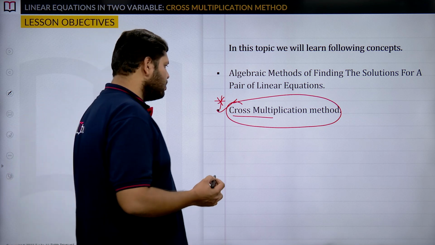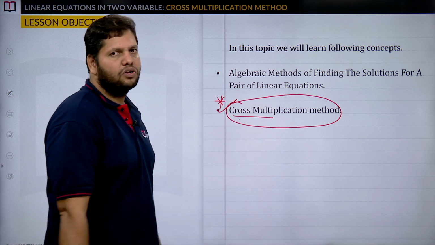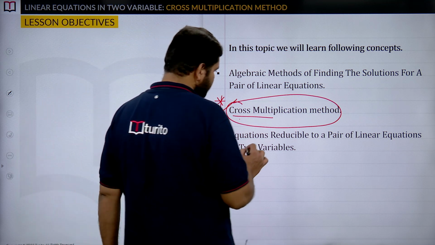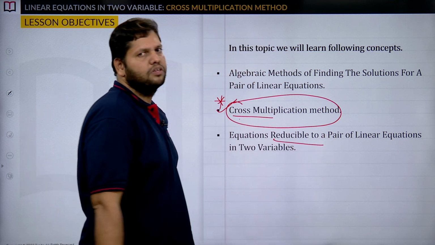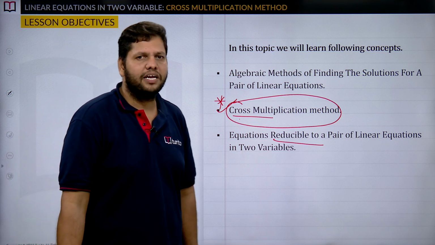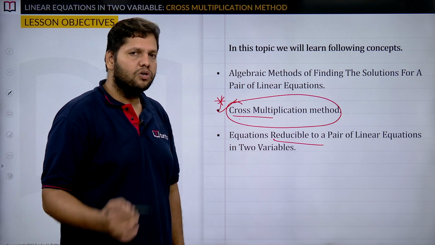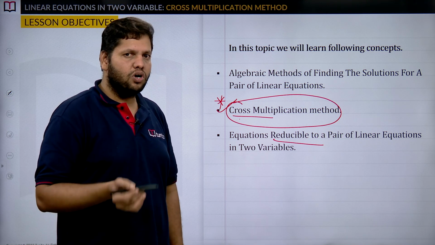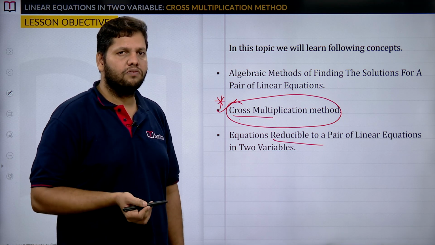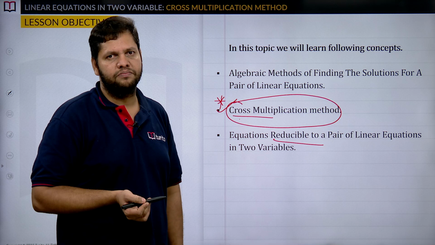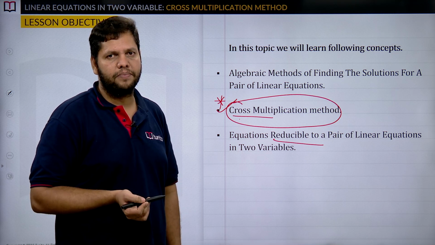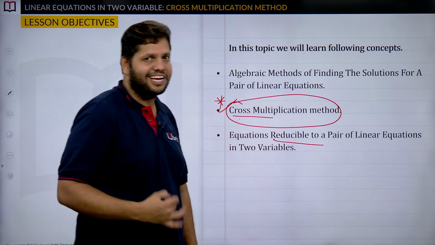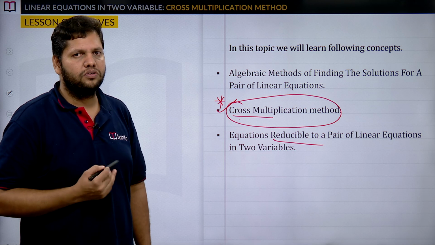Okay, let us start. How are we going to solve this question, and how are we going to apply the cross multiplication method? One more thing: we are using a reducible form. Some equations will not be exactly in the ax plus by plus c form, so we bring them into standard form and then solve the linear equations in two variables. Now let us see what the cross multiplication method is and how we are going to use it.